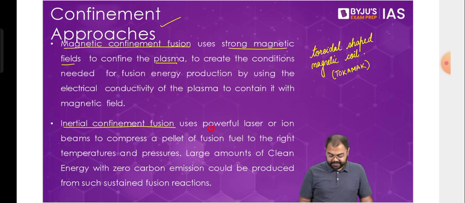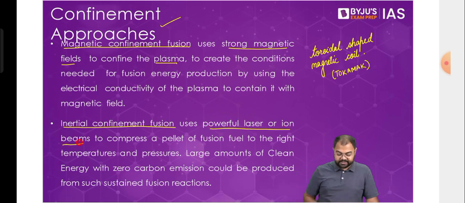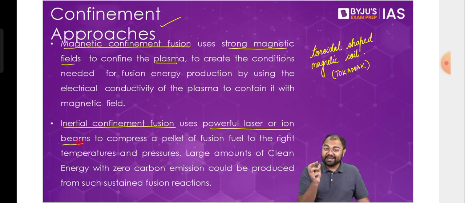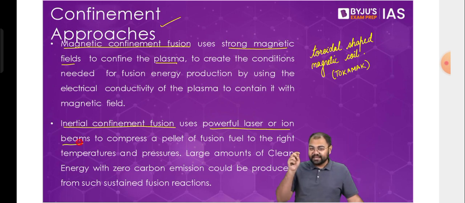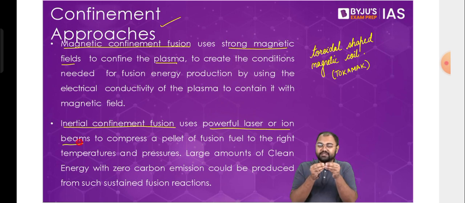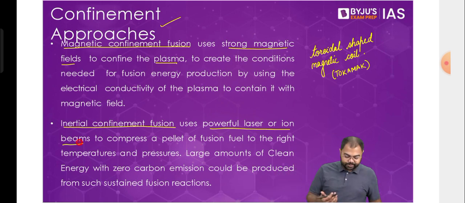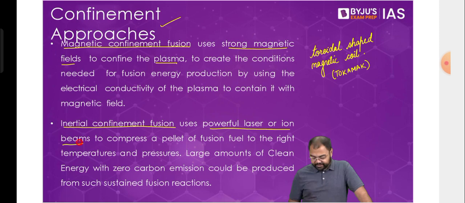So inertial confinement, what we do is that we use powerful laser or ion beams to compress a pellet of fusion fuel. So this time, instead of using a magnetic field, we are using lasers. With the help of lasers, we are trying to drive the plasma near one another so that fusion can be made possible.